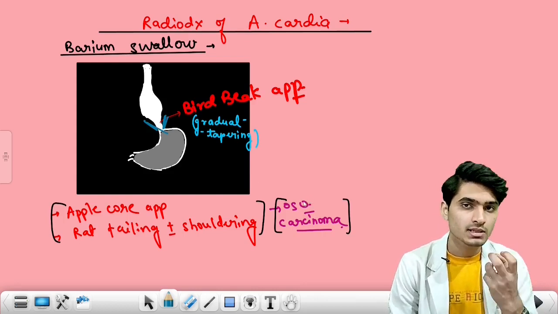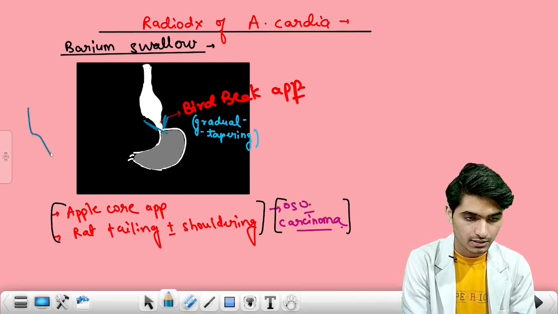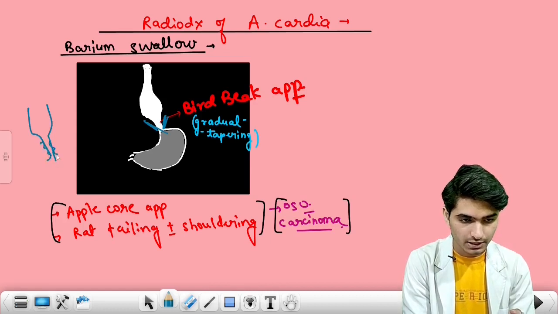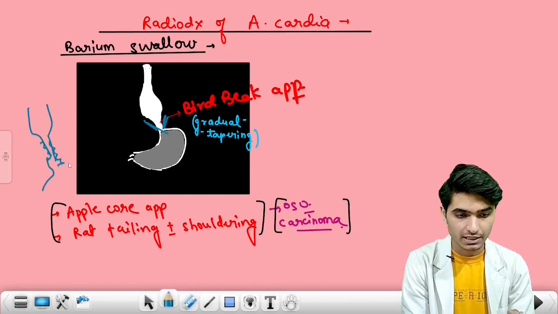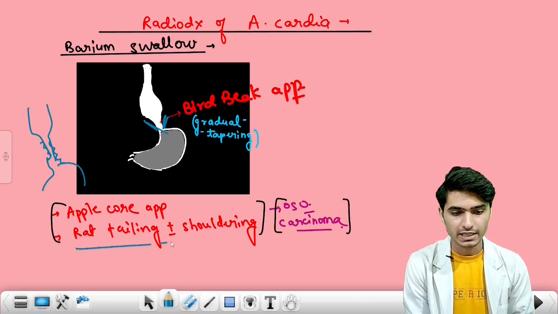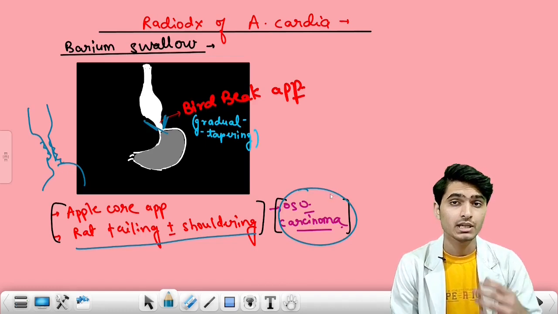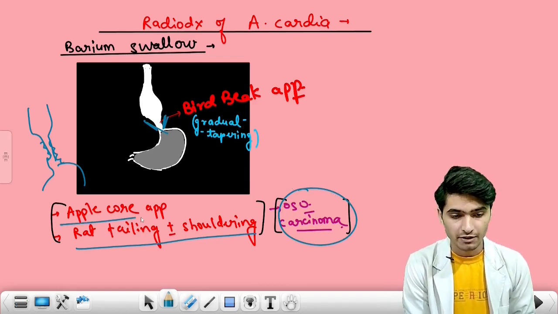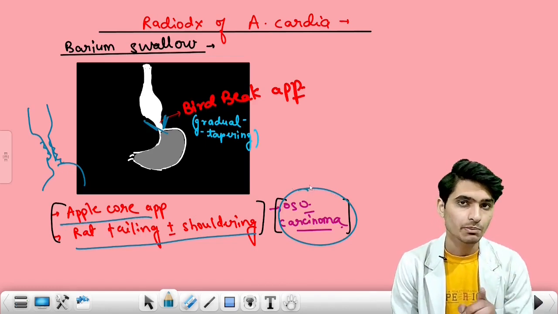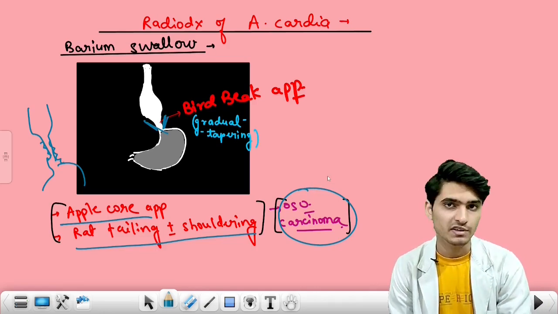If there is sudden tapering like this of the lower end of the esophagus with shouldering present, that is the sign of malignancy. Okay, so rat tailing with or without shouldering is the sign of esophageal carcinoma. And when we find the apple core appearance, that becomes more aberrant.